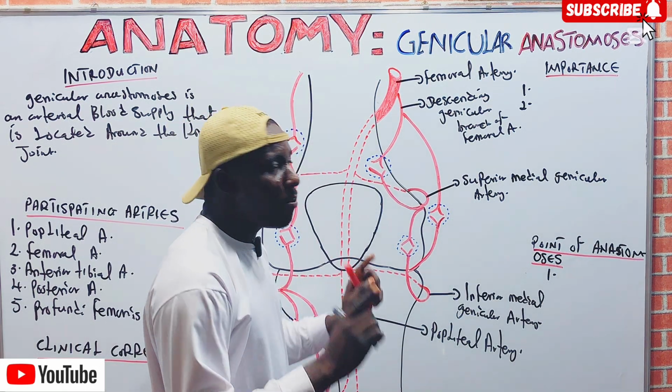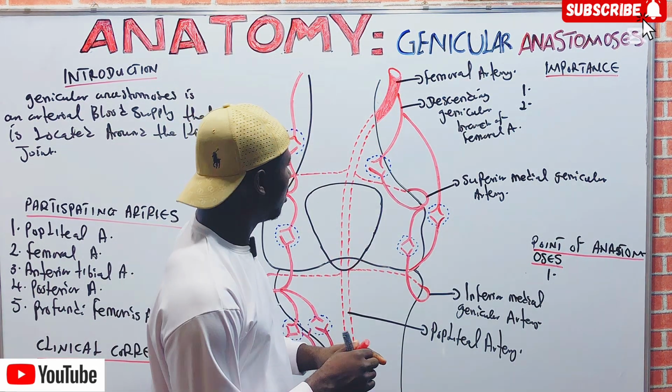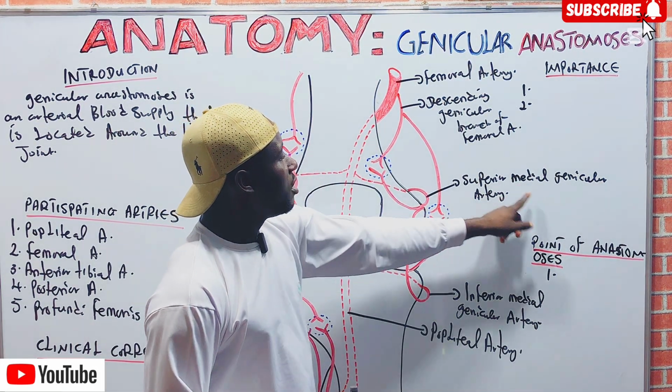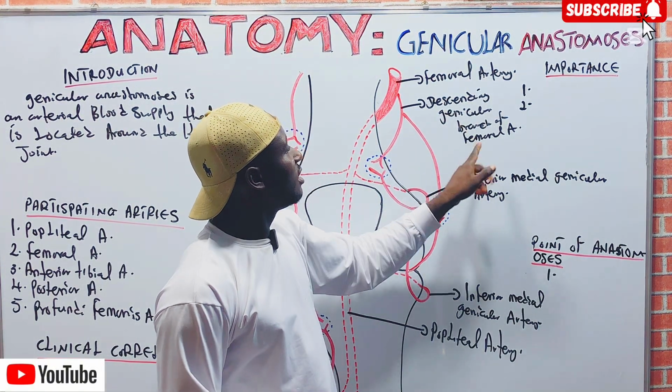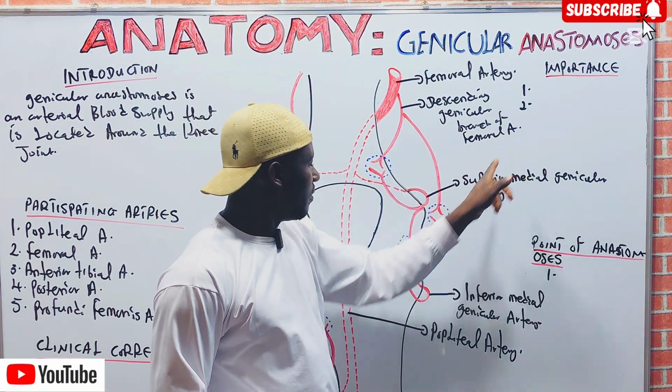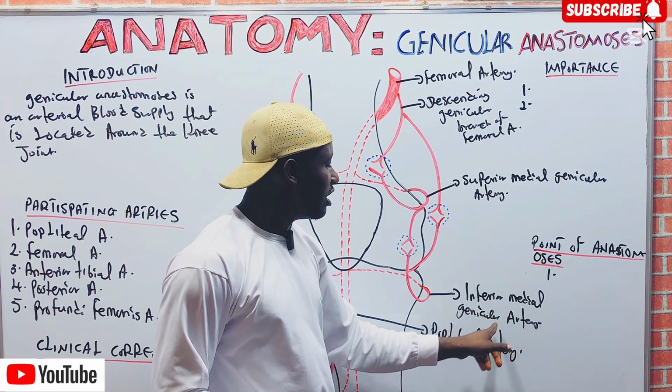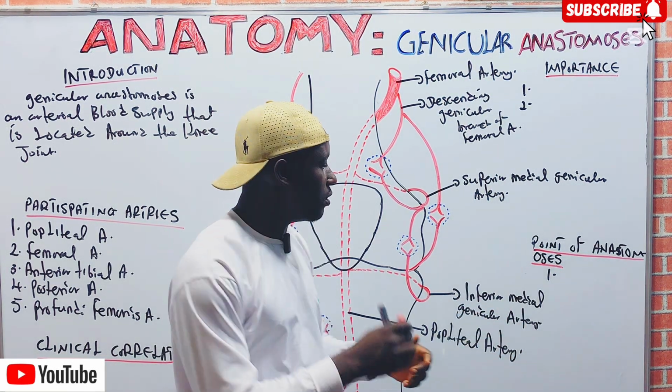So, number one point of anastomosis is that the superior medial genicular artery anastomoses with the descending genicular branch of the femoral artery and the inferior medial genicular artery. That is number one point of anastomosis.